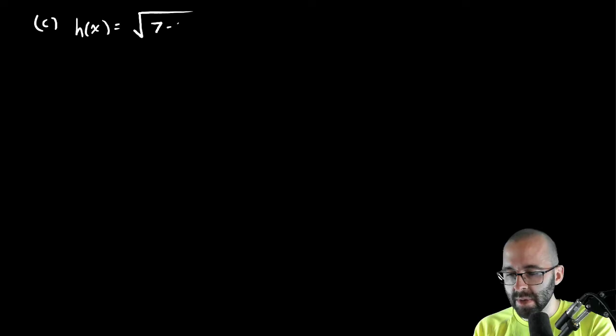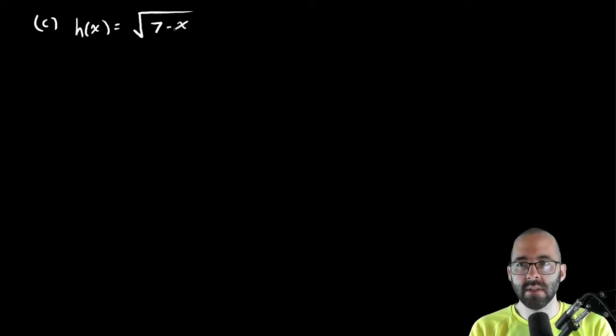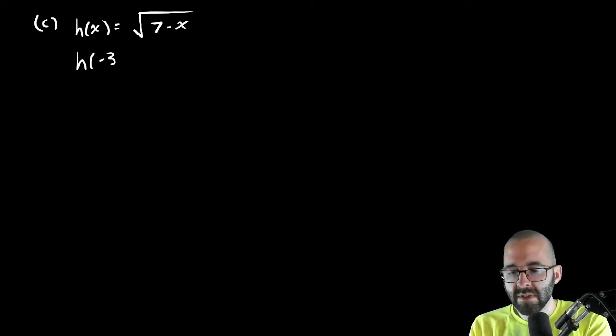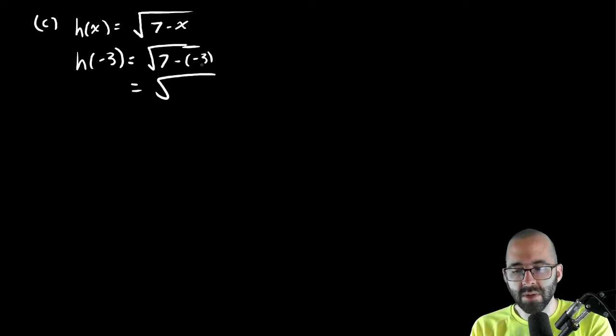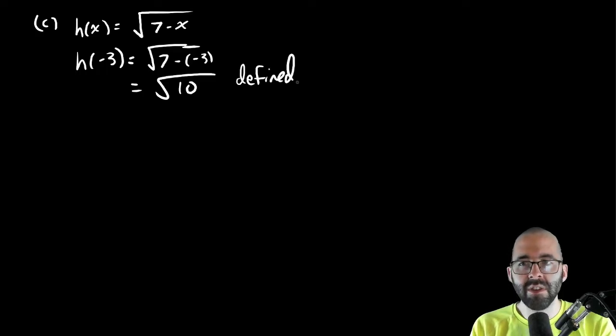Let's do another one because other problems can arise. H of x equals the square root of 7 minus x. So again, let's do a little experiment, right? H of negative 3, for example, is the square root of 7 minus negative 3. That's 7 plus 3. That's 10. All right, this is defined.